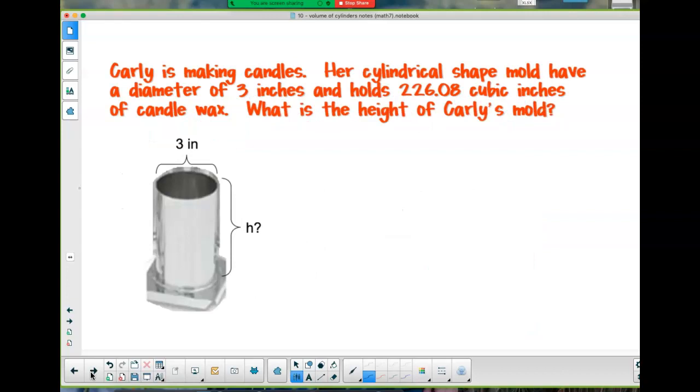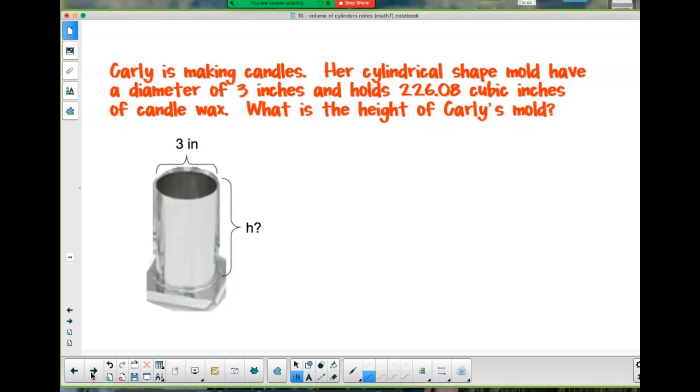Alright, this is a little different. Okay, it says, Carly is making candles. Her cylindrical shaped mold, should say has, a diameter of 3 inches and holds 226.08 cubic inches of candle wax.